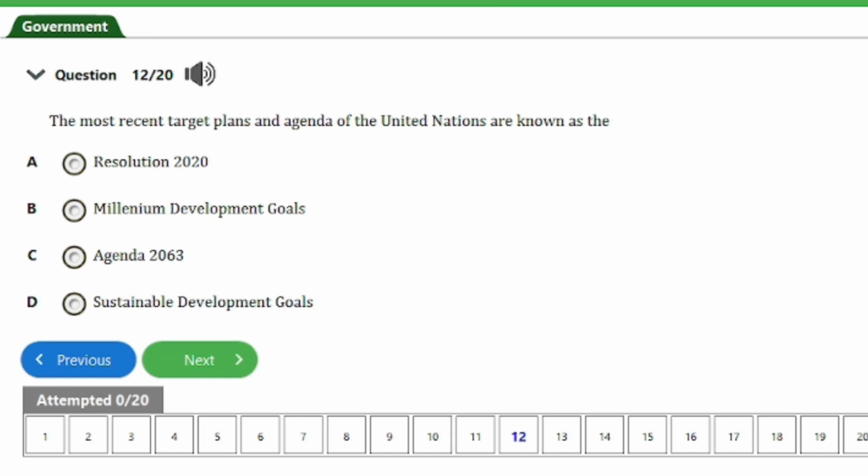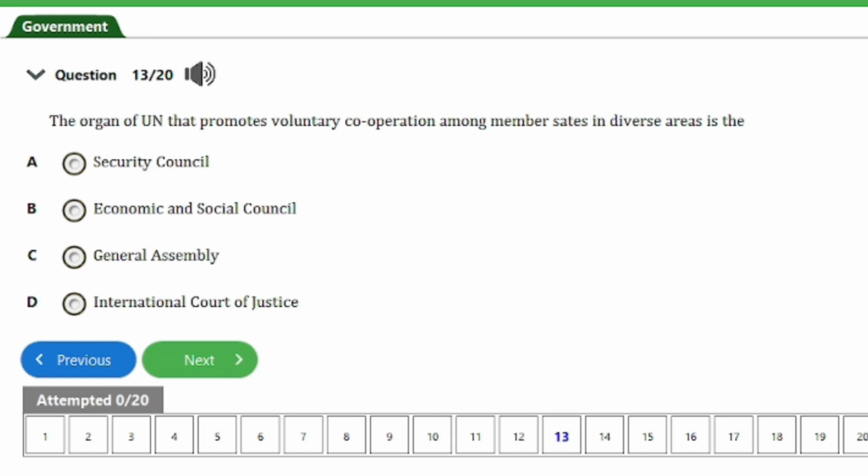So let's consider the next question quickly, guys. We have here question number 13. It says, the organ of UN that promotes voluntary cooperation among member states in diverse areas is the A, Secretary Council, B, Economic and Social Council, C, General Assembly, D, International Court of Justice. So guys, the answer to this question is option B, that's Economic and Social Council.